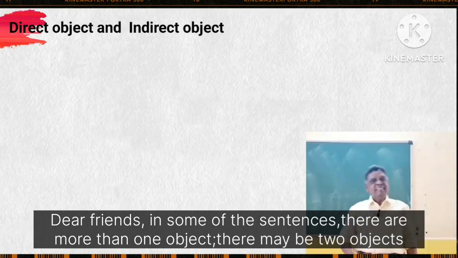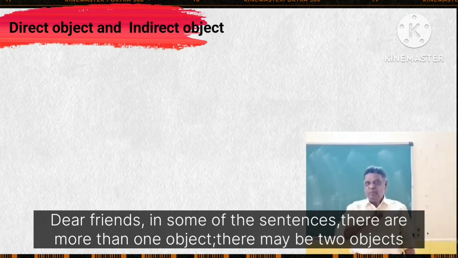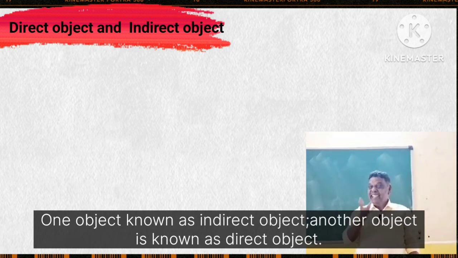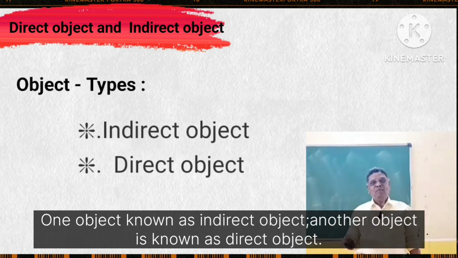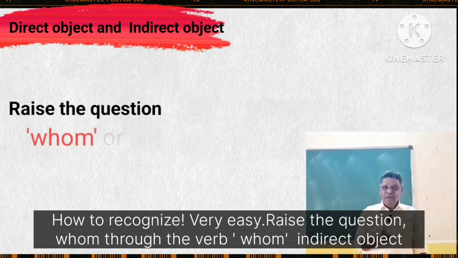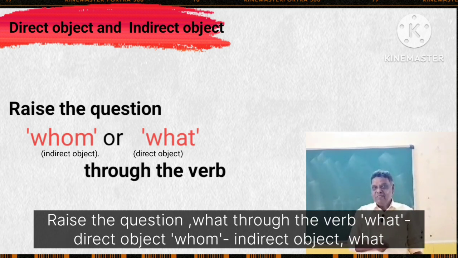Dear friends, in some of the sentences, there is more than one object. There may be two objects. One object is known as indirect object. Another object is known as direct object. Indirect object, direct object. How to recognize? Very easy. Raise the question whom through the verb? Whom? Indirect object. Raise the question what through the verb? What? Direct object.